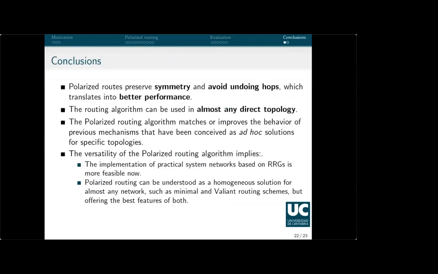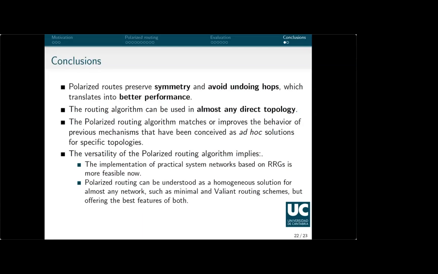To finalize this talk, we summarize polarized routing as a mechanism that guarantees symmetries and never undoes previous work, while also giving a large diversity of paths. This provides a balanced adaptiveness that translates into good performance in all cases. Polarized routing can be used for almost any topology. Certainly the case for large networks used in data centers or high-performance computing, though some work could be required to make it work on the mesh-like topology used in network on chip.